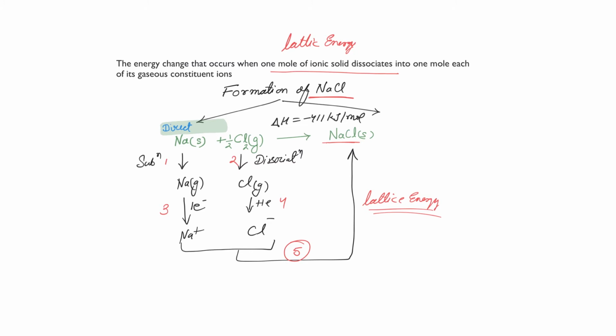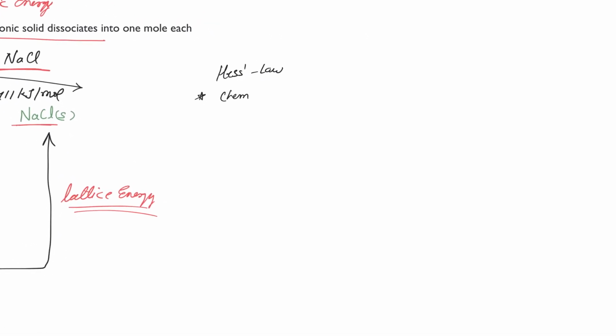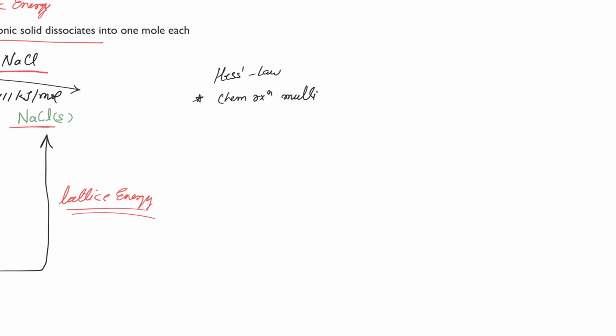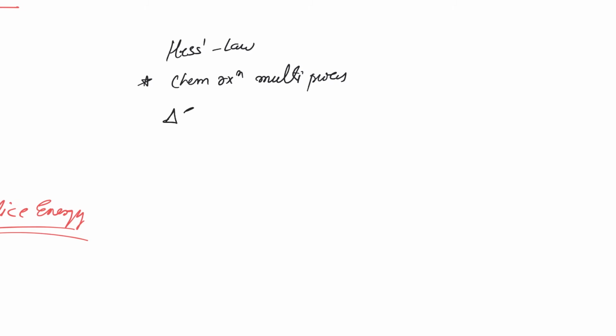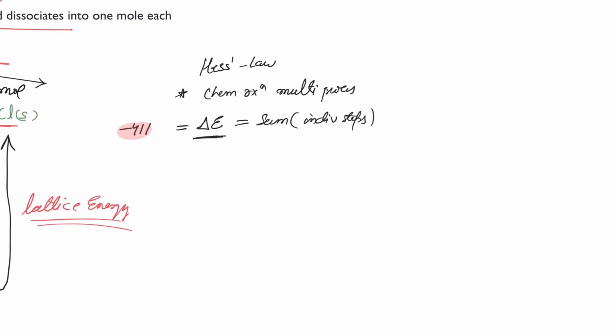Now, there's a very beautiful law that is going to help us with this, and that is Hess's law. What does Hess's law say? That if a chemical reaction is a multi-step process, then the total energy change must be equal to the sum of the individual steps. So if you know the total energy change throughout the chemical reaction, then it must be the sum of the individual steps involved. As it happens, we have the total energy change with us, that is minus 411 kilojoule per mole. If somehow we can get the energy changes for all the remaining steps except the lattice energy, we can do the maths. So let's try to find out what those should be.